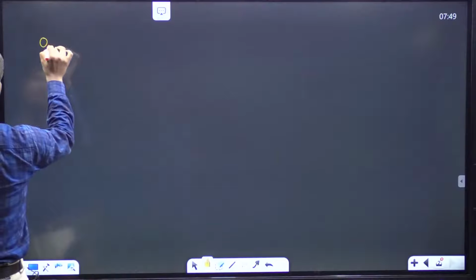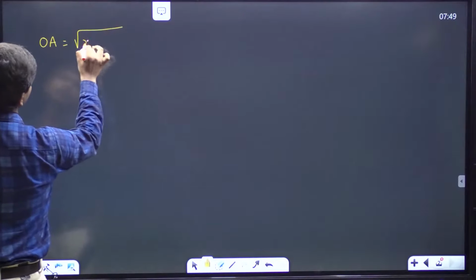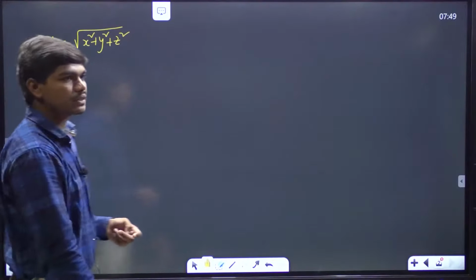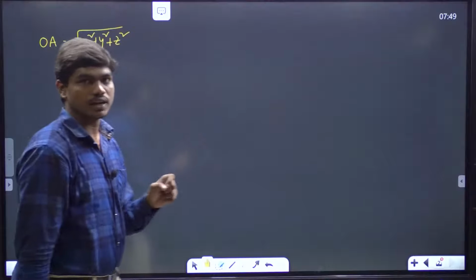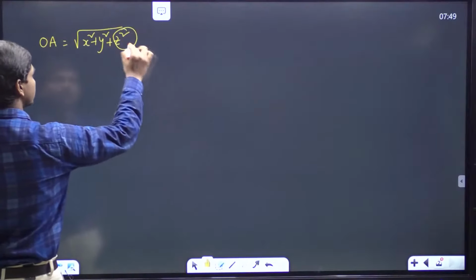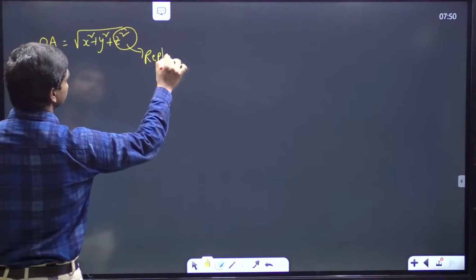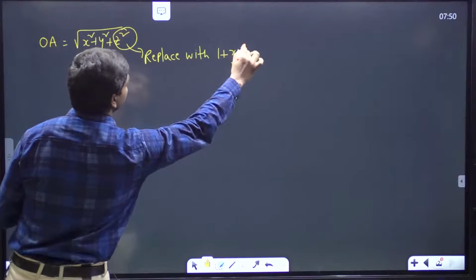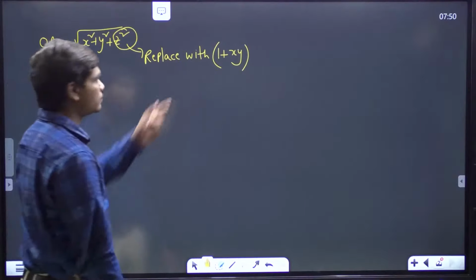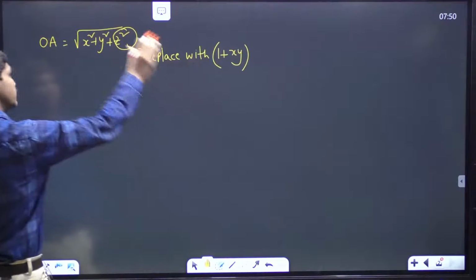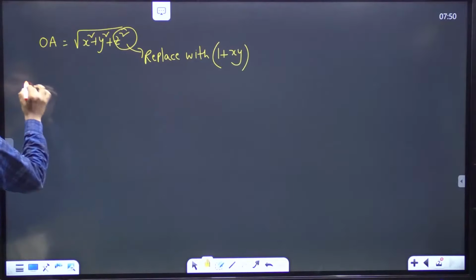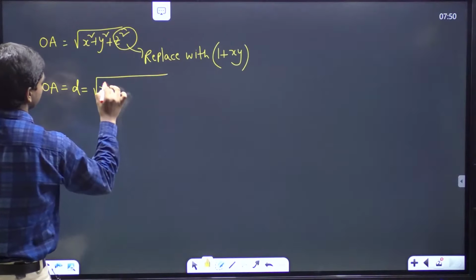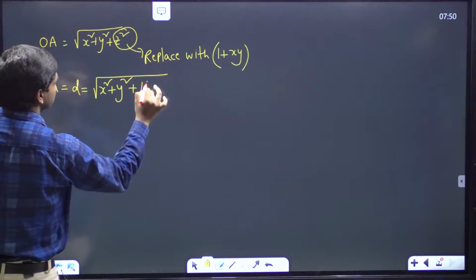See, the function that you have is OA is equal to root of x square plus y square plus z square. Now see carefully, this point xyz is lying on that curve z square is equal to 1 plus xy, correct? So in place of z square, replace with 1 plus xy. Okay, because this point xyz is on the curve z square is equal to 1 plus xy. So I am replacing this z square with 1 plus xy. So this implies OA is equal to D is equal to root of x square plus y square plus 1 plus xy.